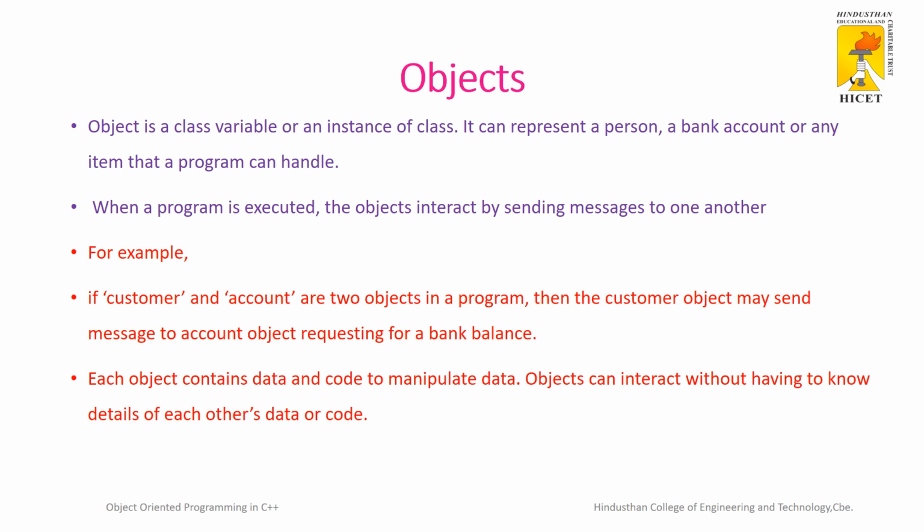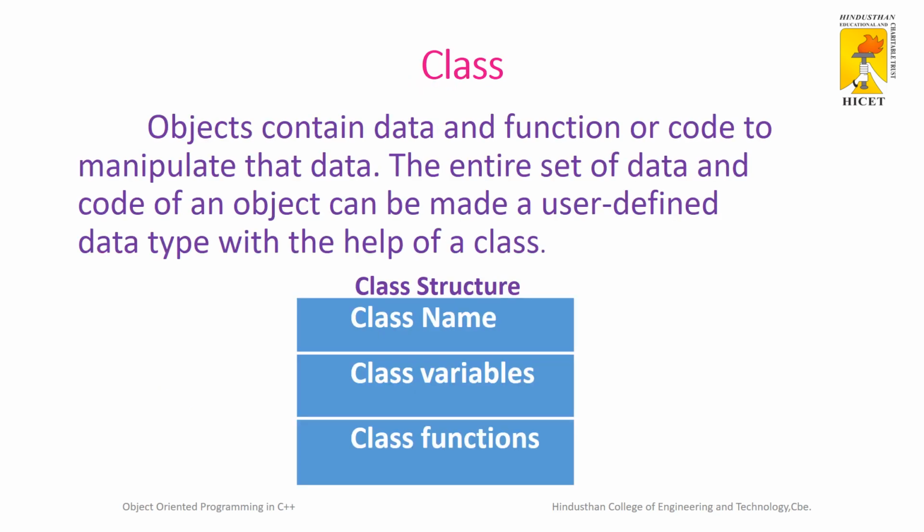It can represent a person, a bank account, or any item that a program can handle. When a program is executed, the objects interact by sending messages to one another. For example, if customer and account are two objects in a program, then the customer object may send a message to the account object requesting a bank balance. Each object contains data and code to manipulate data. Objects can interact without having to know details of each other's data or code.